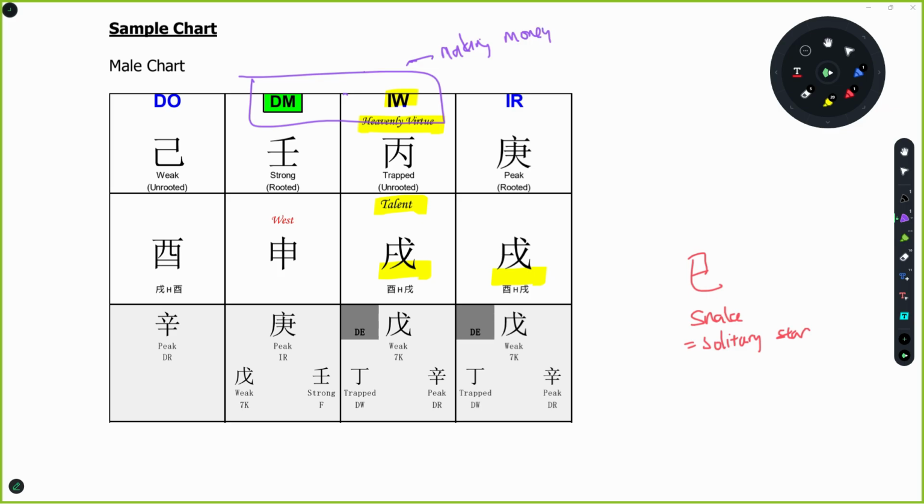So making money is easy via talent. Because why? Because very talented. So very talented at making money. Heavenly virtue, so very lucky to have opportunities and people come to them. And of course, this is Ren Water making fire, excited. But somehow when there's death and emptiness now, making money is easy, but the person is quite detached.